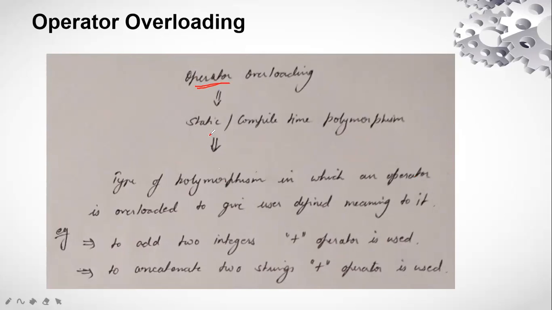So this is another type of polymorphism, and it also comes under the category of static or compile time polymorphism. So let's see, it is a type of polymorphism in which an operator is overloaded, right? Instead of function, operator is overloaded to give user defined meaning to it. Example, let's say we need to add two integers, I'm going to use the plus operator, and to concatenate two strings, again I can use the plus operator. So this is the same operator with different meaning.